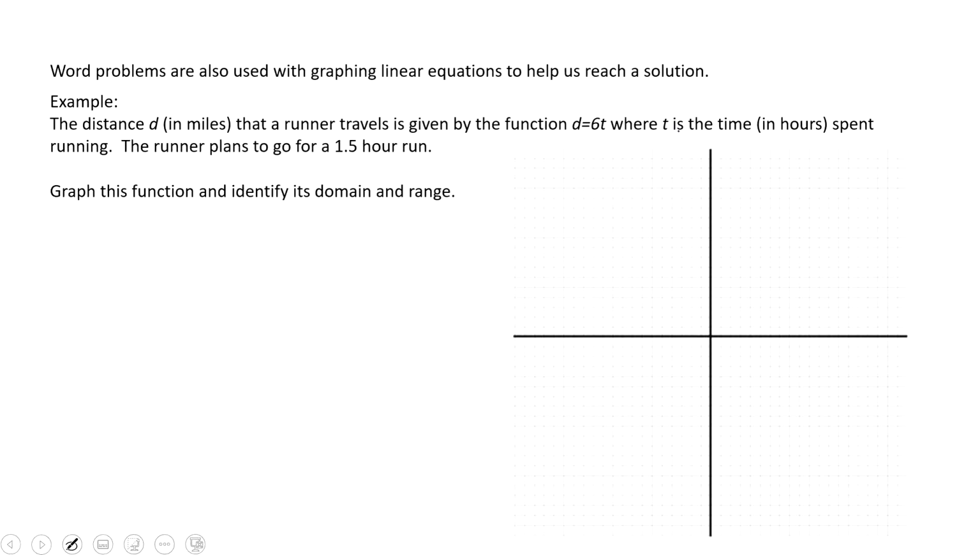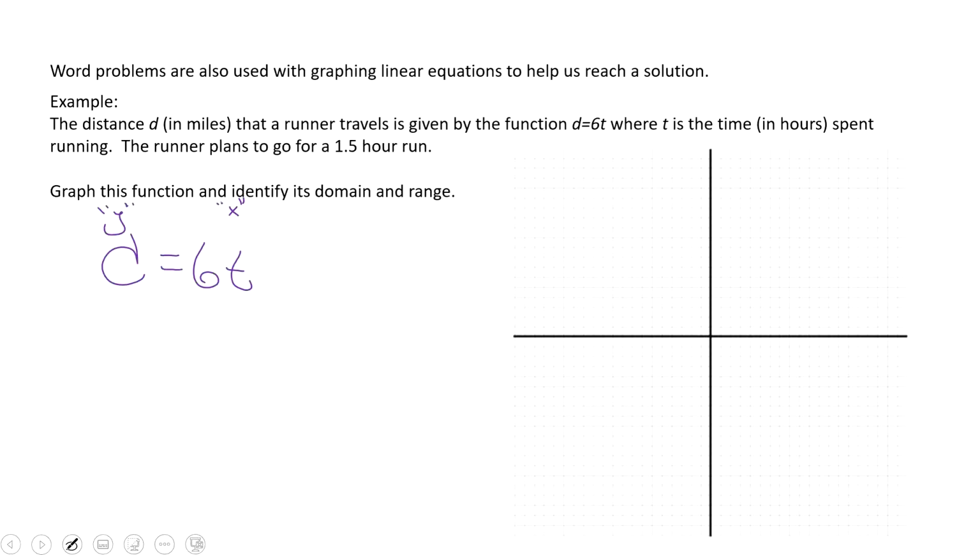So for our functions, we're just going to use d's and t's rather than x's and y's to make it a little easier. But you have to remember that the number that's on the left side of the equal sign is always the y value. We can kind of think of it that way. So if I rewrite my equation here, d equals 6t, we think of this as the y, and t is the x when we plot it out. Does that make sense? Okay.